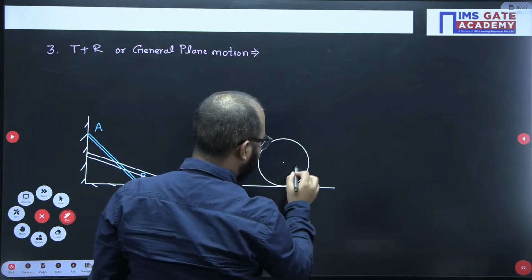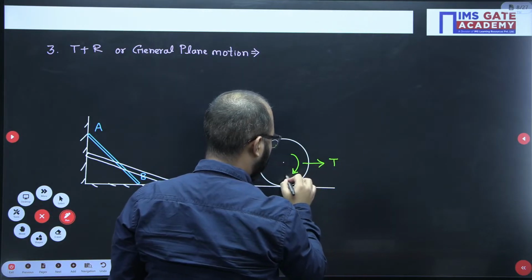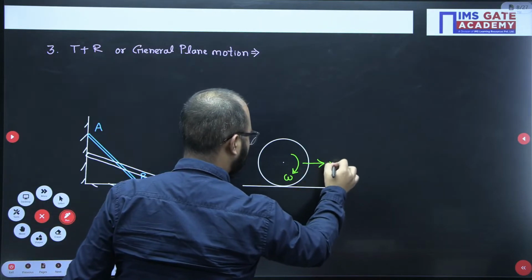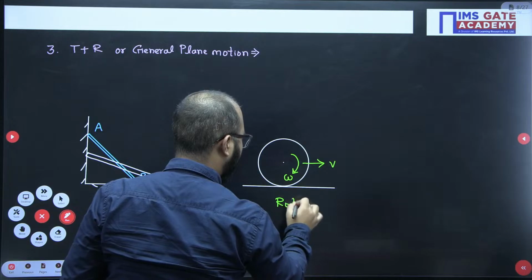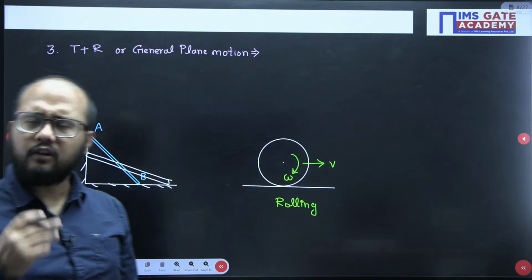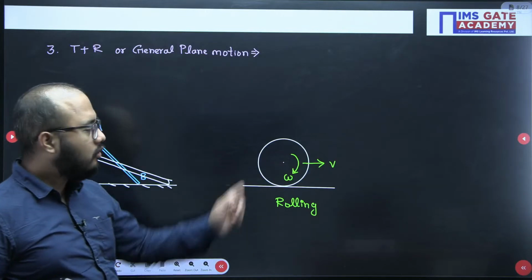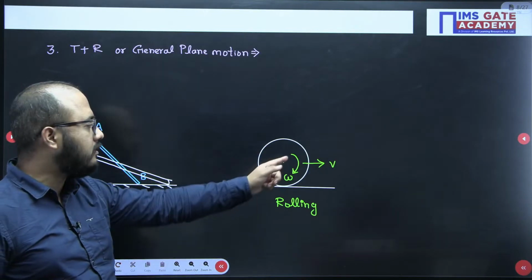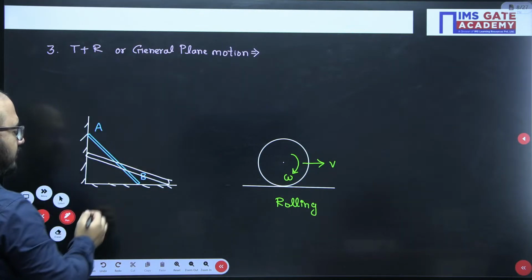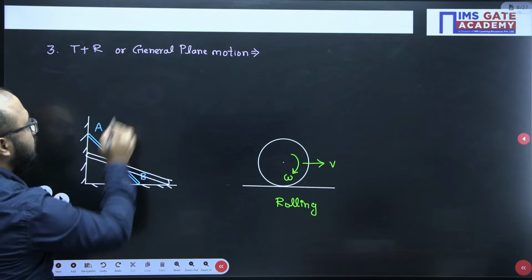Okay, so what happens here? It is having rotation as well as translation. So this is an example of rolling. Very common example, and on this example of rolling a lot of questions can be framed. Omega is the angular velocity and V is the velocity with which it is moving. So this is a case of a slider. Simply a ladder case you can say, or any bar or any rod. Or a ladder also you can consider, no issue, right?